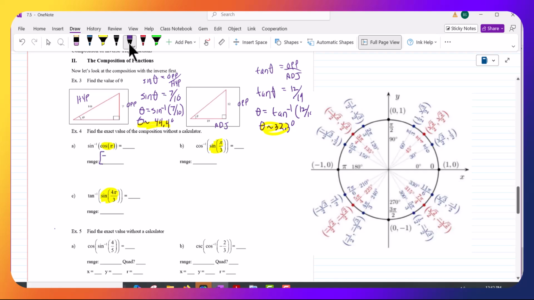It's on the interval -pi/2 to pi/2. So when we get an answer to this problem, our answer has to be within -pi/2 and pi/2. So first thing we're going to do is just go to the unit circle. We're going to do the cosine of pi. Okay, so we look at pi radians. The cosine is the x value, so that gives -1.